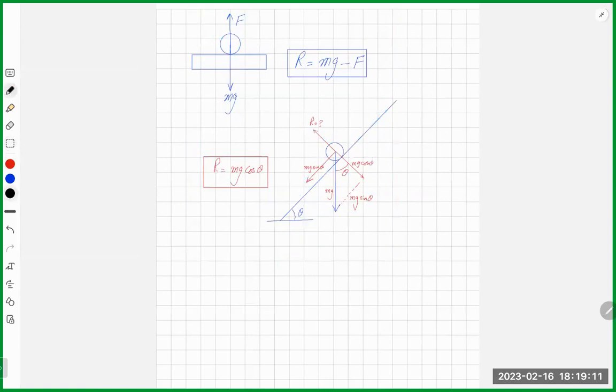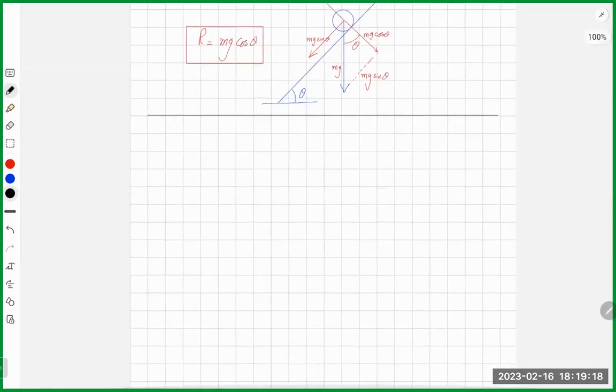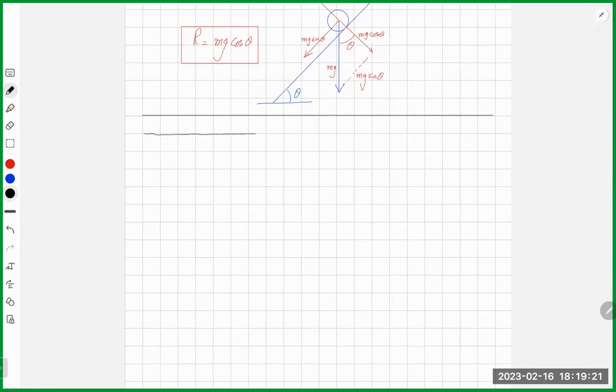Now, let's move forward. Another object where the net forces are very important are pulleys. Now, this is a pulley. Pulleys are used to change the direction of tension. Pulleys help us to change the direction of tension.